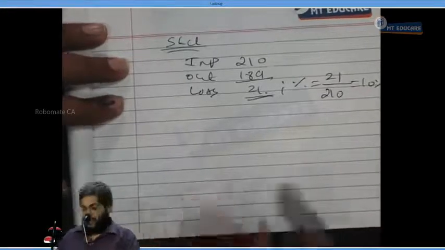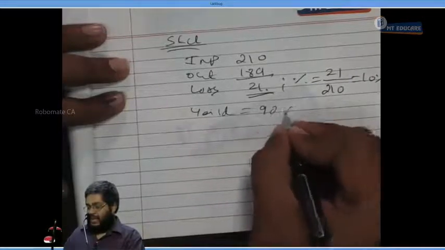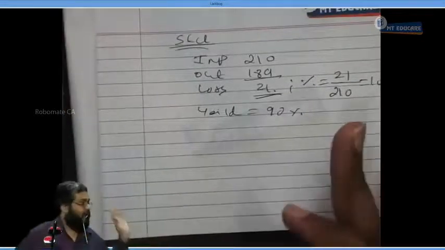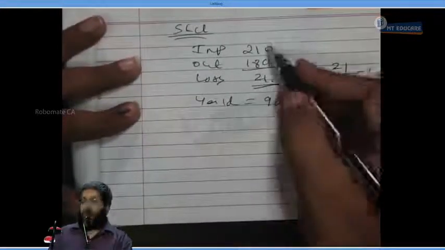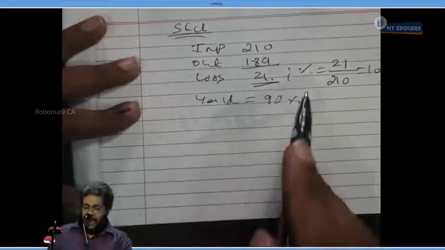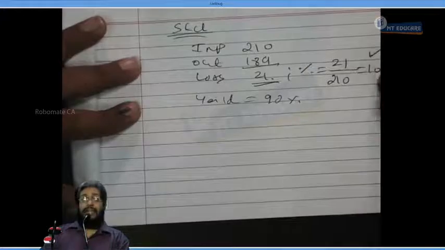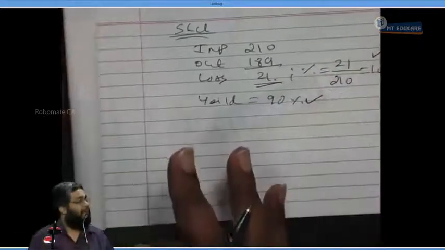Yes or no? In other words, my yield is 90%. Are you following? This is the budget. As per the budget, for my 189, I should have put 210 kgs, and the allowed loss is 21 kgs. The 21 kg means 10% loss is allowed. My target yield is 90%.